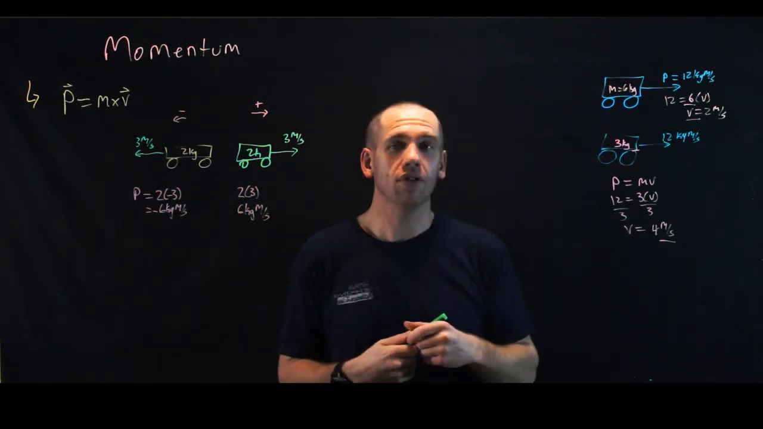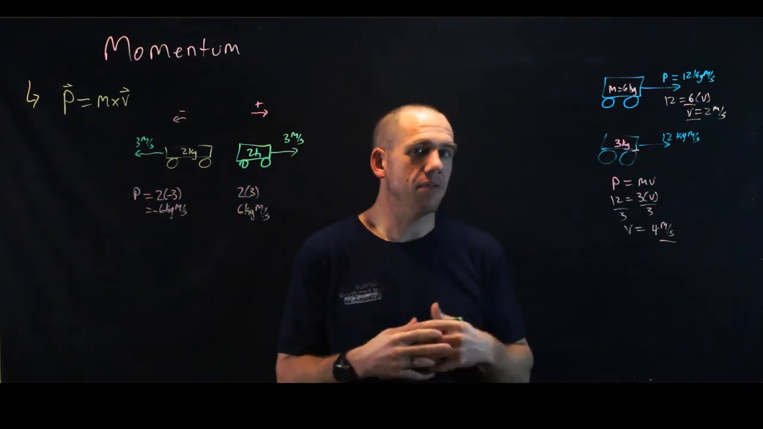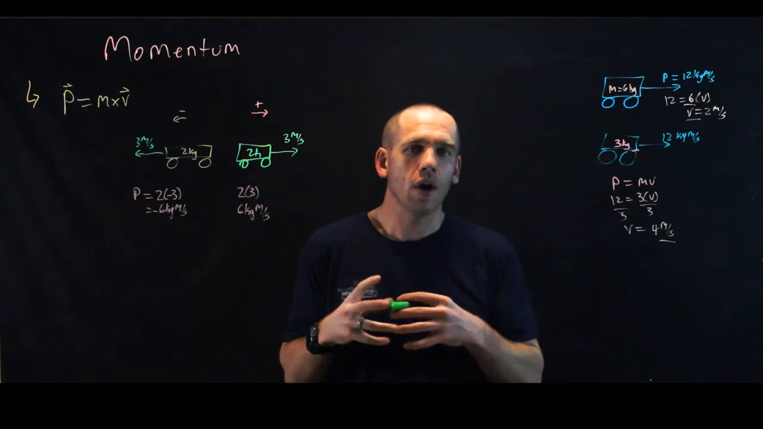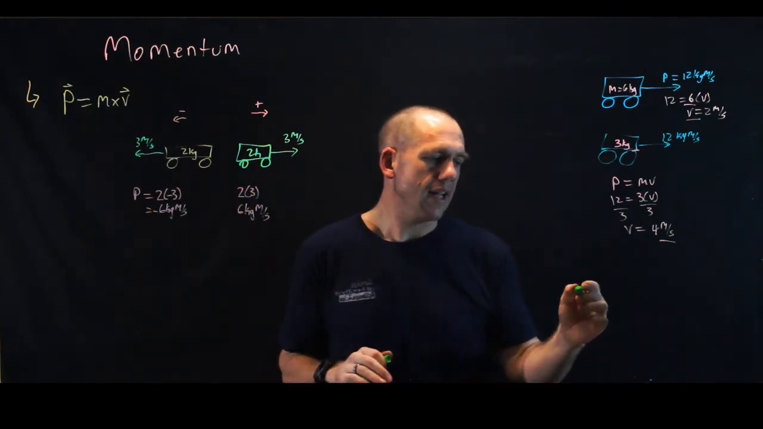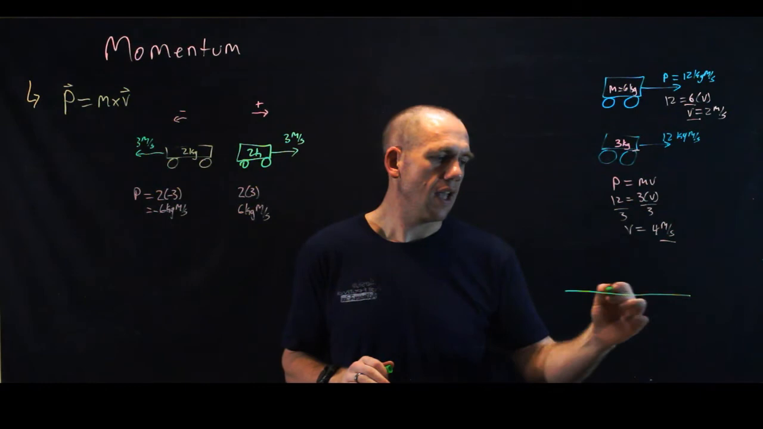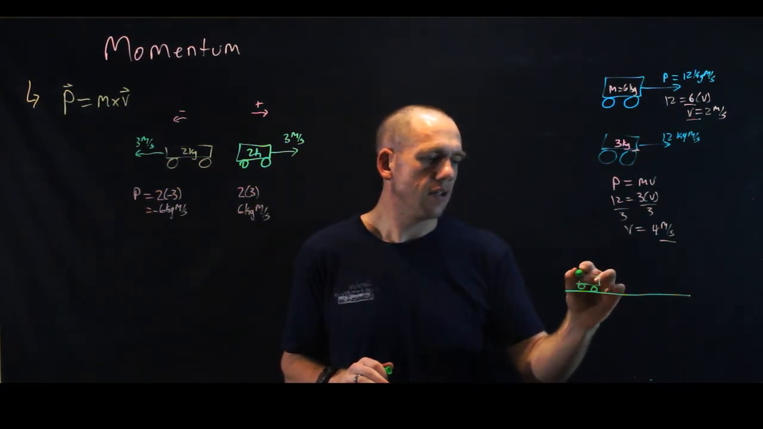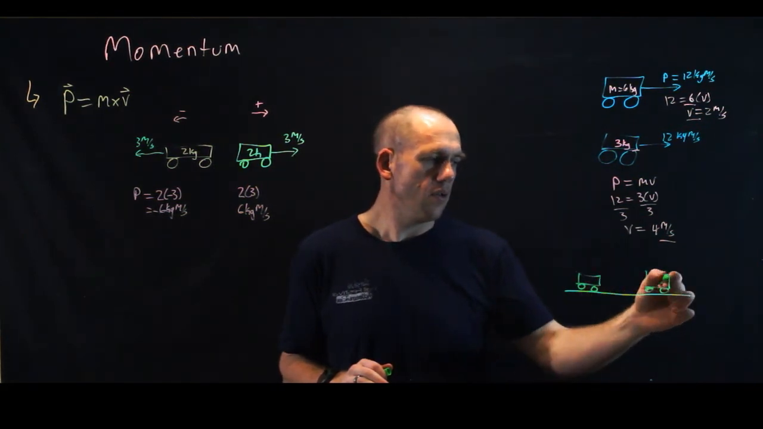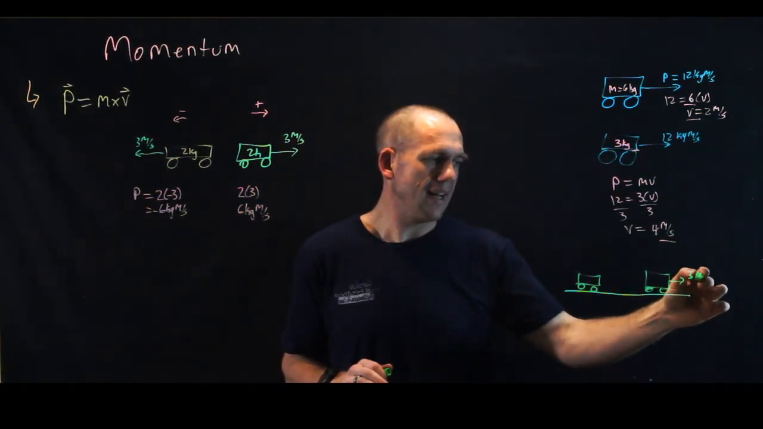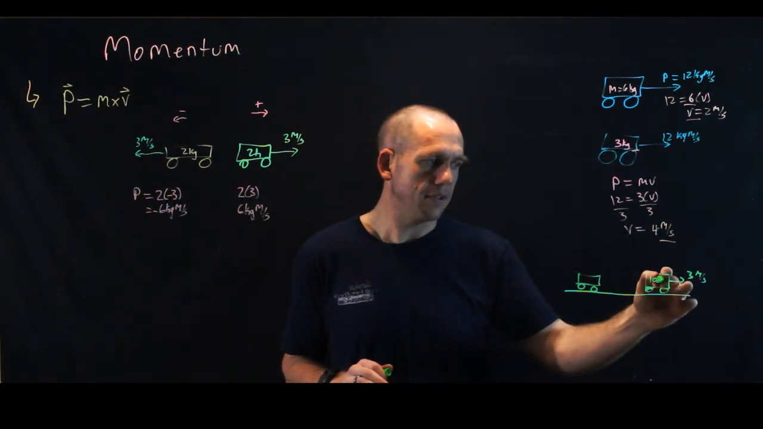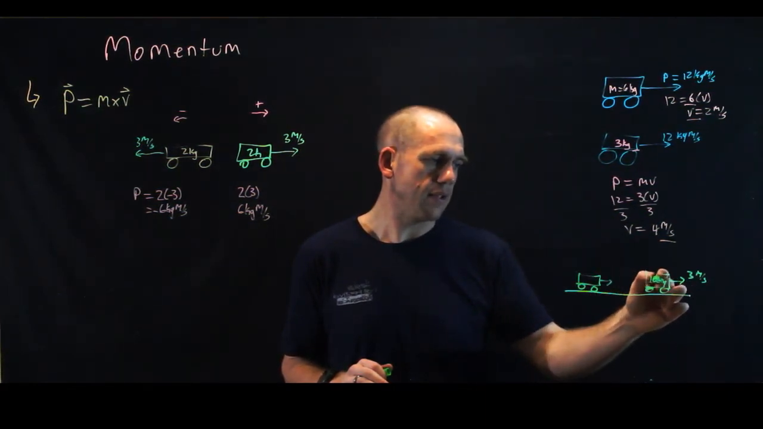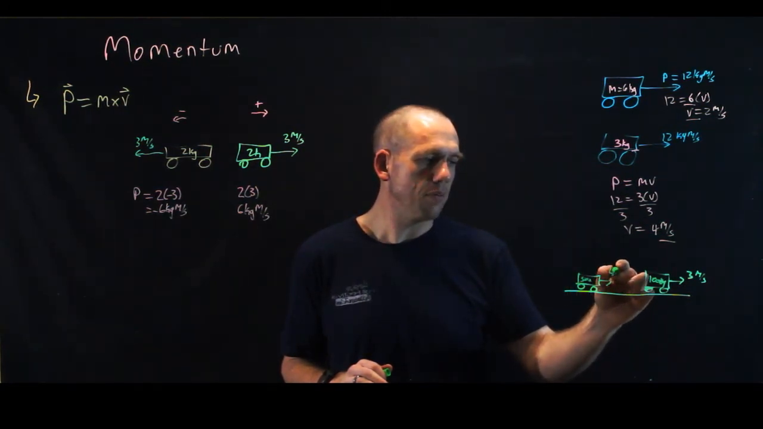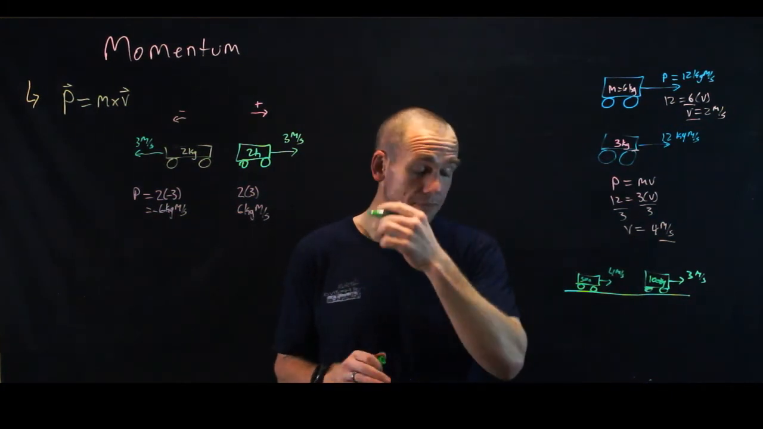Now, one more thing to look at here is the idea of a system of objects. A system of objects is a way to define what we're particularly interested in. So if we had railroad tracks, and we had a cart here, and another railroad car over here, and say this one was moving this way at 3 meters per second, and it has a mass of 1,000 kilograms, and this one has a mass of 500 kilograms, and it's moving at 4 meters per second. What is the momentum of our system?